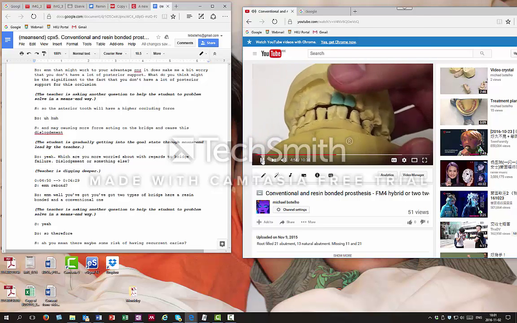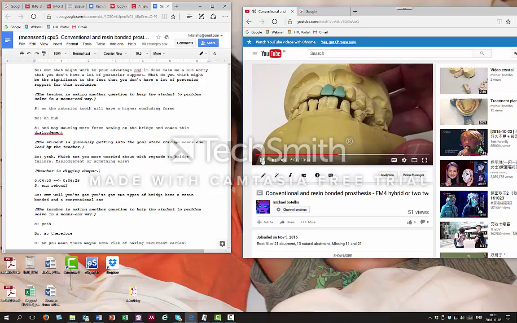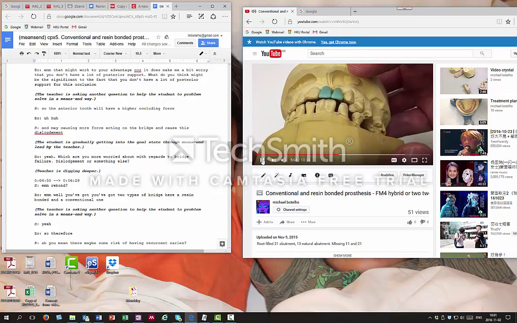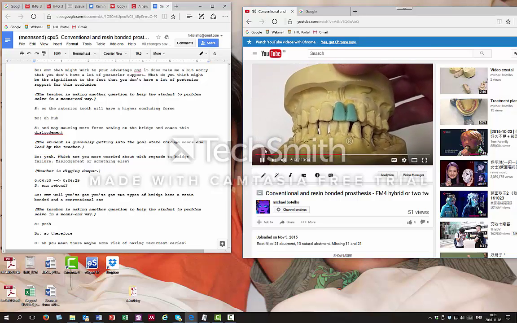Well, no, you've got two types of bridge here. You've got a resin bonded and a conventional one. If you have that as a conventional unit there, because it's root treated and you put a fibre post in there, you do a bridge on there. What's the worst type of failure that you can have on that abutment? Fracture. So the student didn't get the question right the first time.